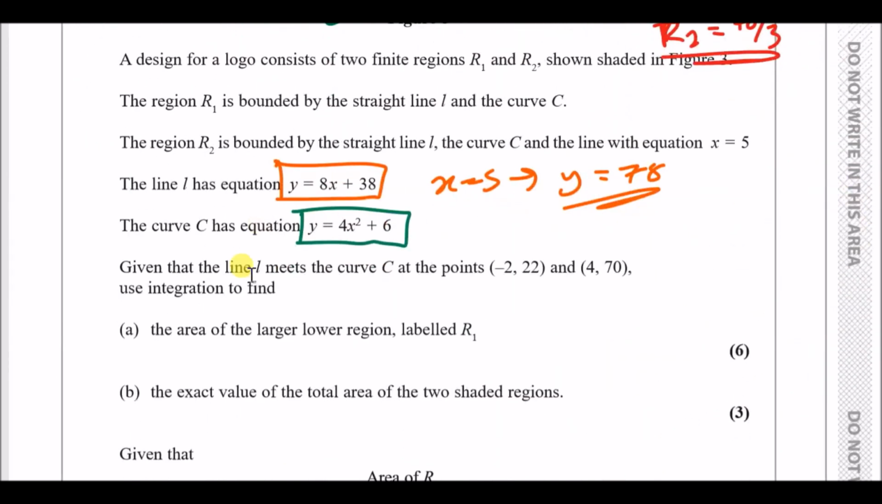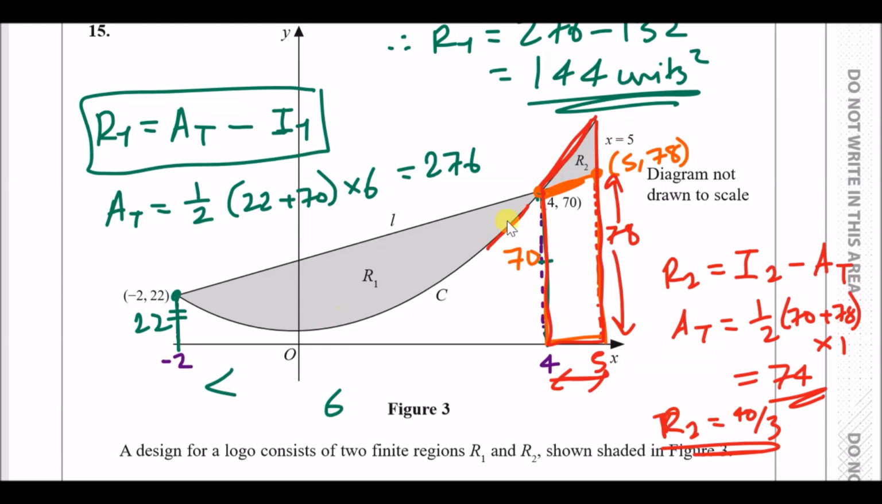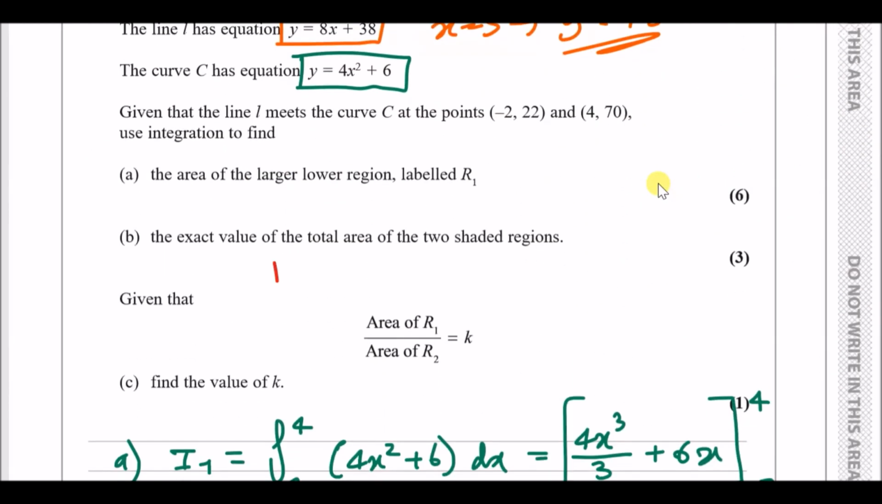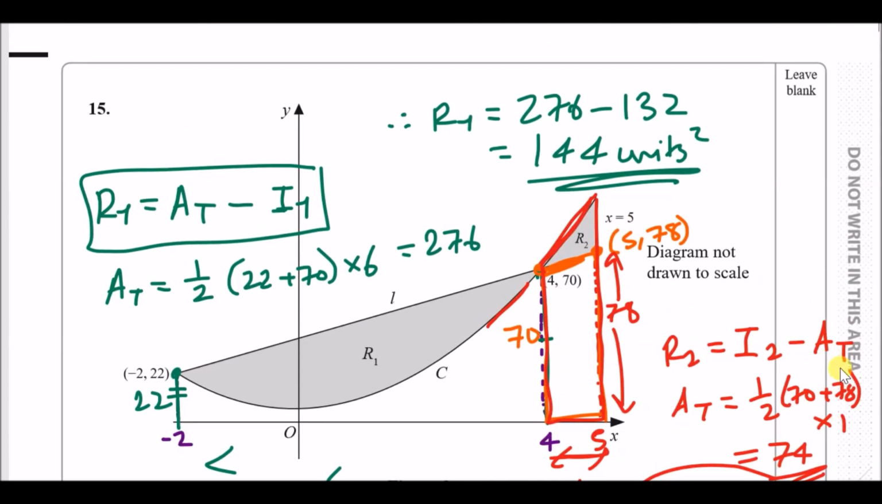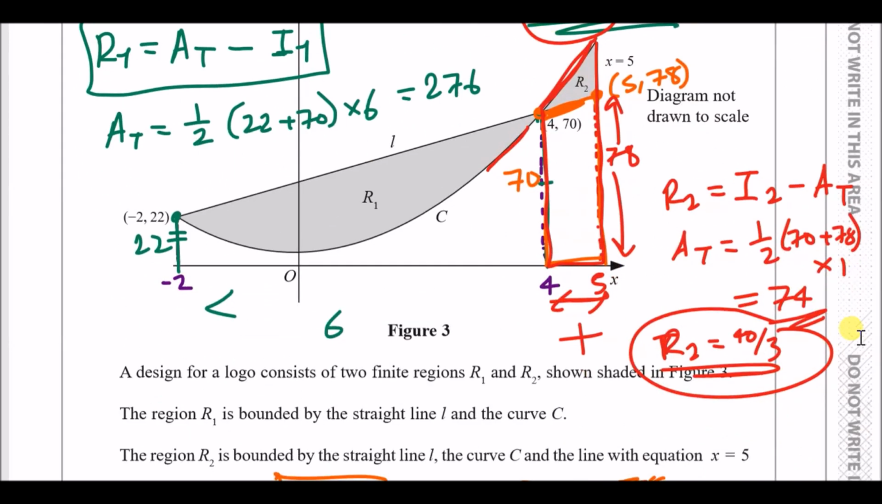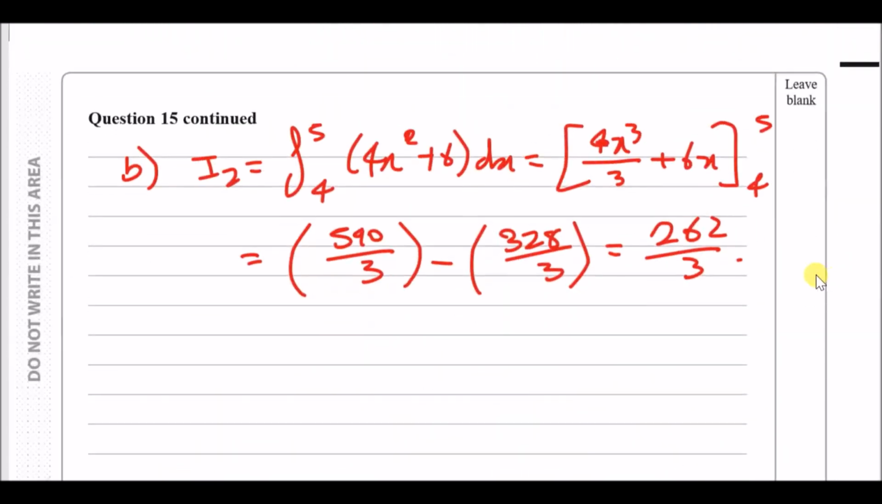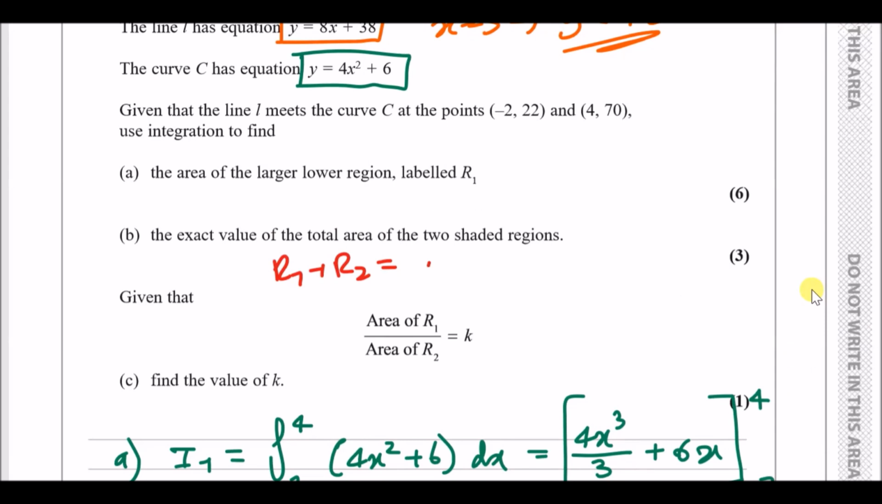So therefore, part B, the exact value of the total area of the two shaded regions. It'd be R1 plus R2, which is going to equal now, in your calculator, write this down: 40 over 3, which is over here, plus 144. So 144 plus 40 over 3 comes down to 472 over 3. Or if you want to write a mixed number, which is not even important, 157 and 1/3. And that's it. And that's, again, units squared.